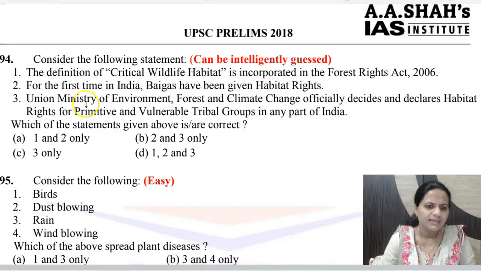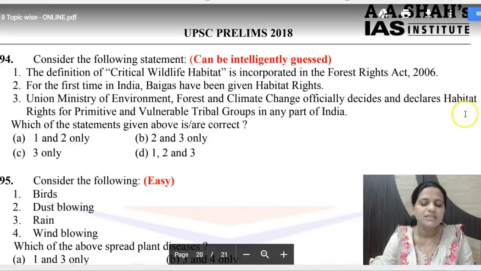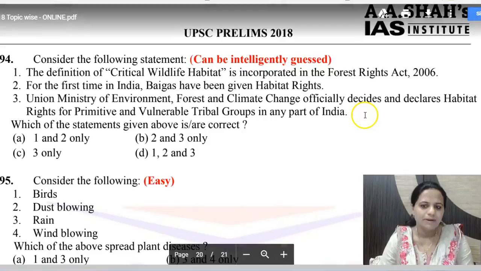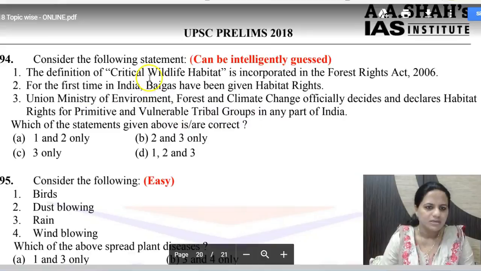But then the third statement says, Union Minister of Environment, Forest and Climate Change officially decides and declares habitat rights for PVTGs, primitive and vulnerable tribal groups in any part of India. So, this is actually done by Gram Sabhas. So, statement 3 is incorrect. So, 1 is correct and 3 is incorrect. So, with 3 excluded, the only option remaining is A. So 94, the correct answer is A.